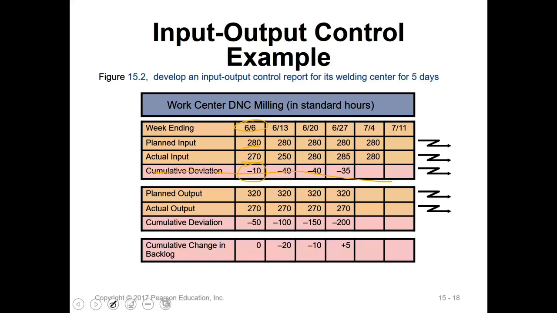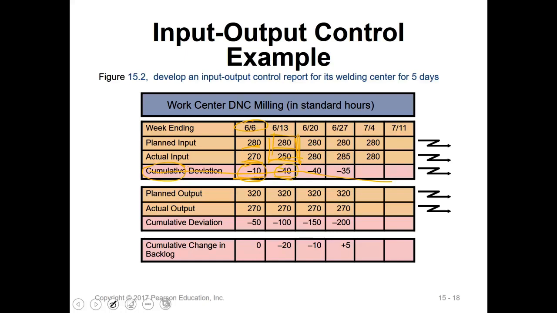But when you see cumulative deviation in the second week, the planned is 280, but the actual is 250. So there's only a difference of 30. But since this is cumulative, we need to add the deviation from the first week, which is negative 10, and negative 30. That's why you see it is negative 40.